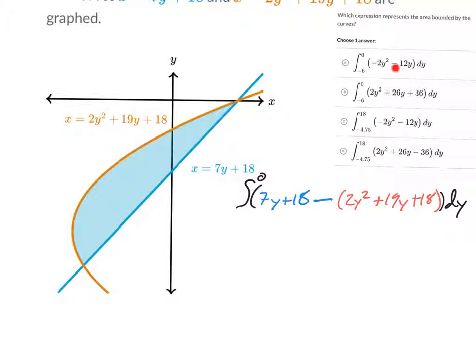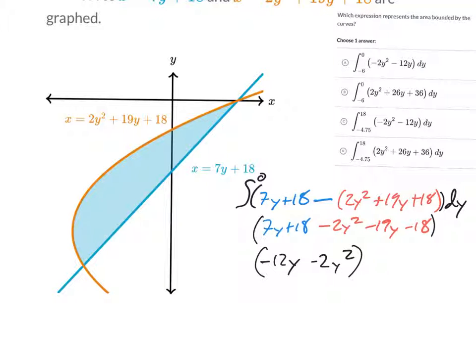First, let's simplify this and we can start eliminating some answers. If I distribute that negative, I'd have a negative 2y squared, a negative 19y, and a negative 18. And I'd still have 7y plus 18. I'm just going to work out the part inside the integral. We're just simplifying that. I'll add the integral back in a second. But 7y minus 19y becomes negative 12y, negative 2y squared, and then 18 minus 18 is just 0. So that's going to become something like that.